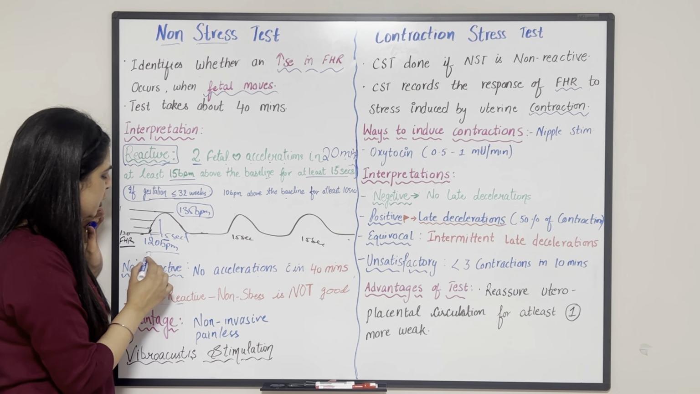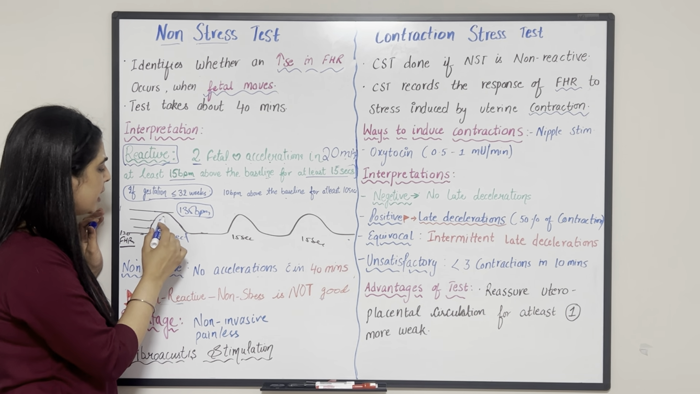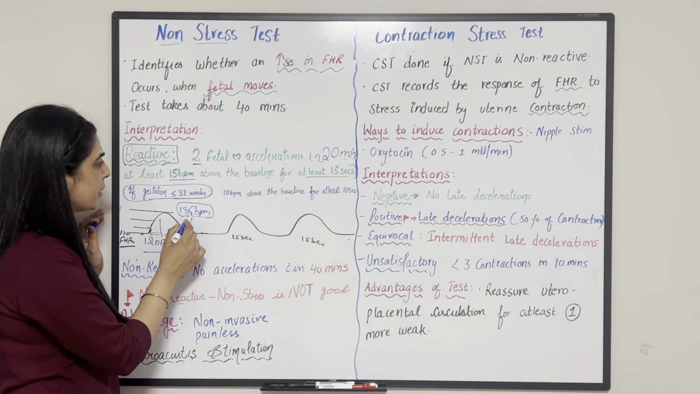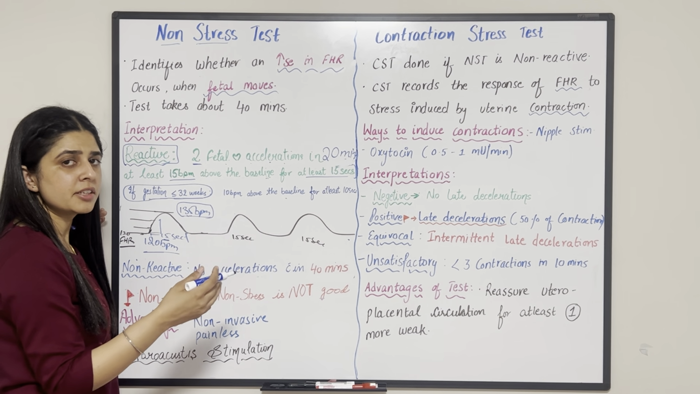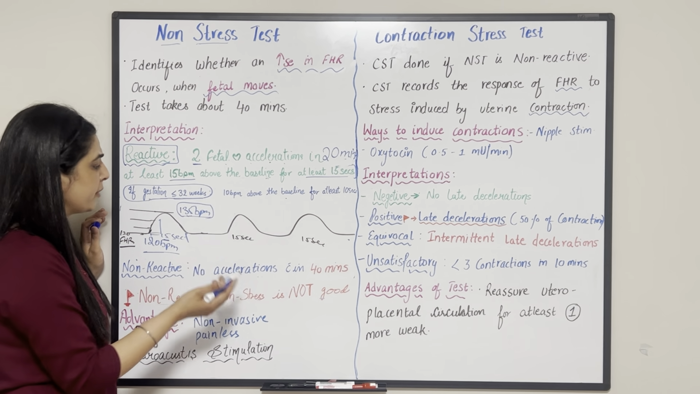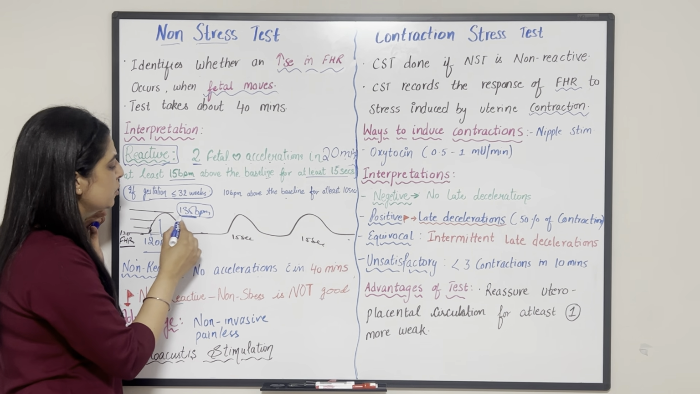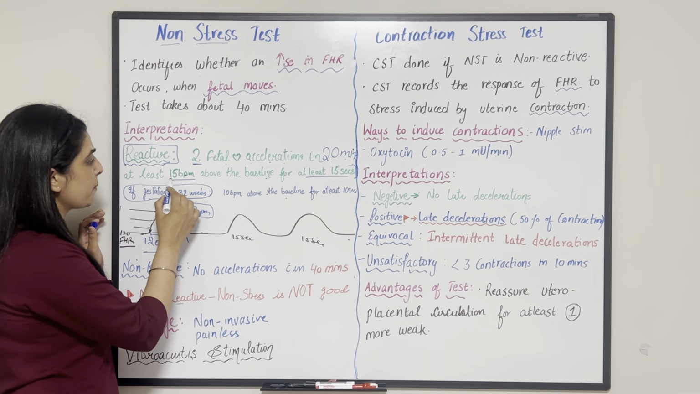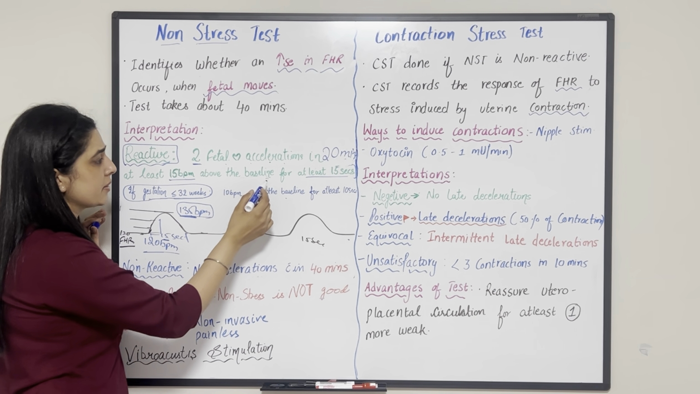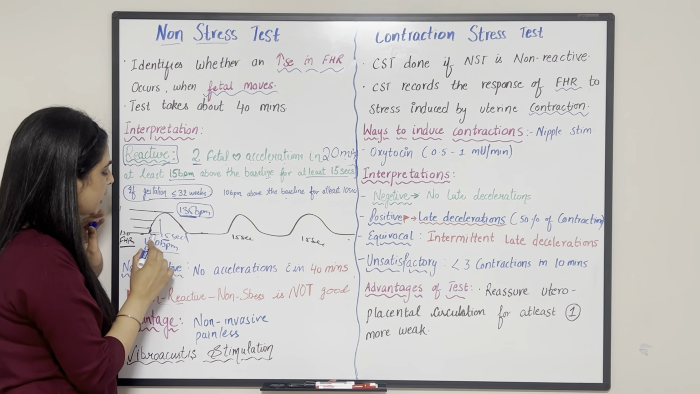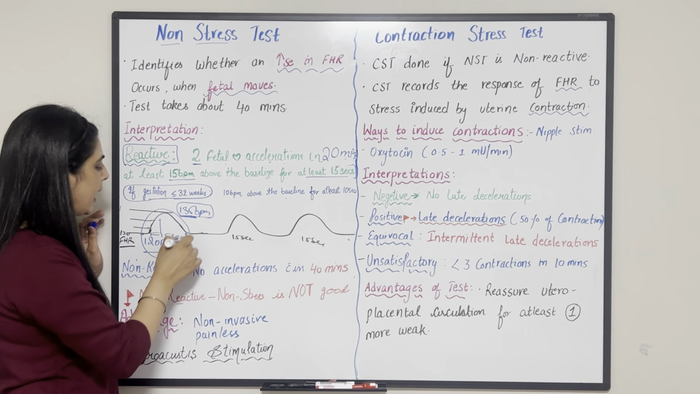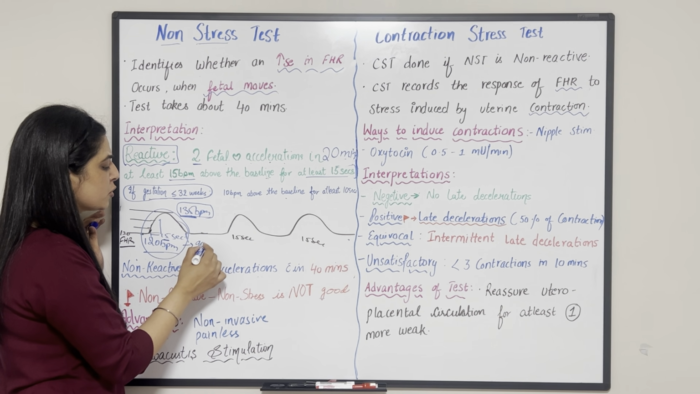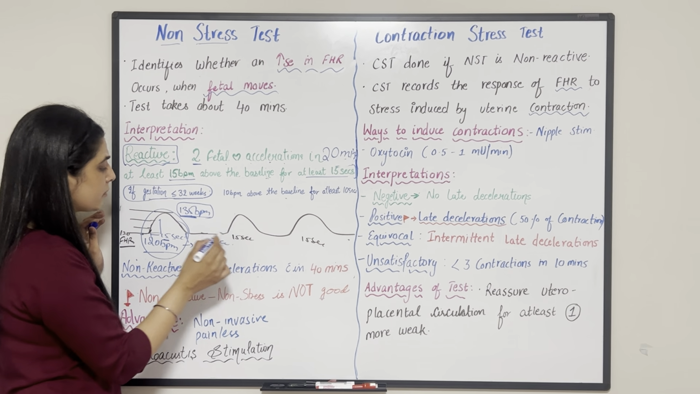Okay, so it should stay above the baseline by 15 beats per minute, minimum 15, but above can be 135, 136, 140, 145, but the minimum should increase to 135 beats per minute, 15 beats per minute from the baseline. And it should stay for at least 15 seconds. Then we say these are good accelerations.